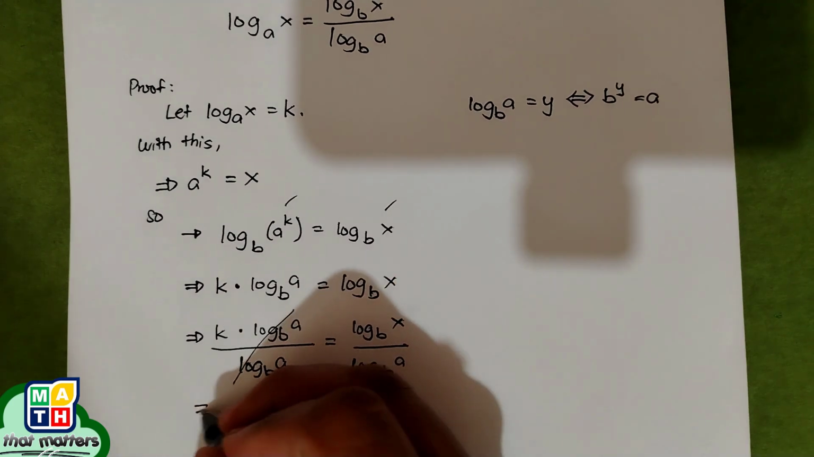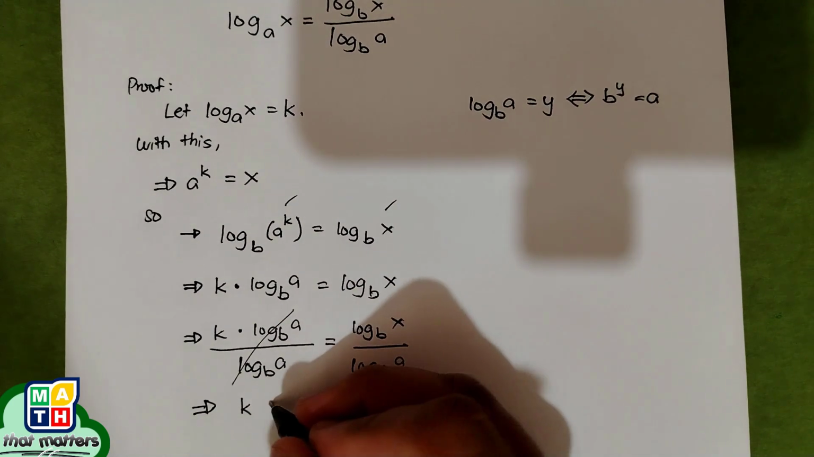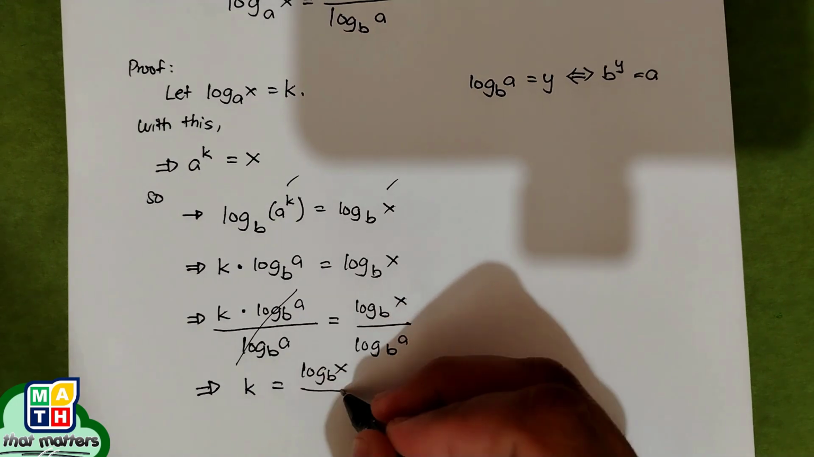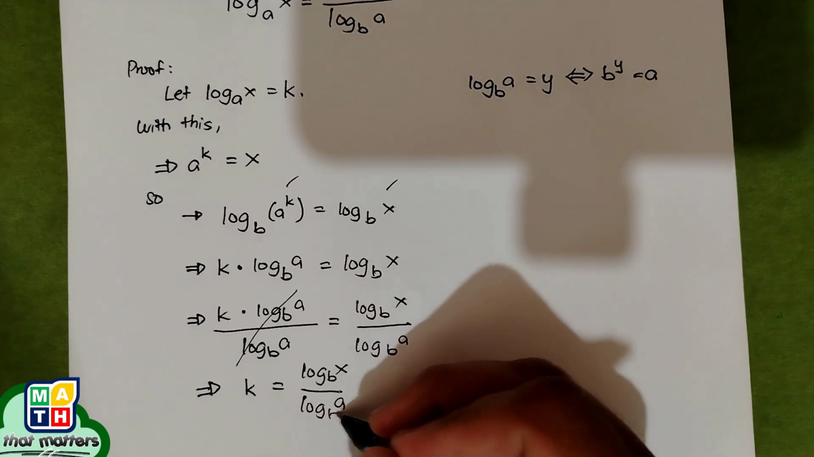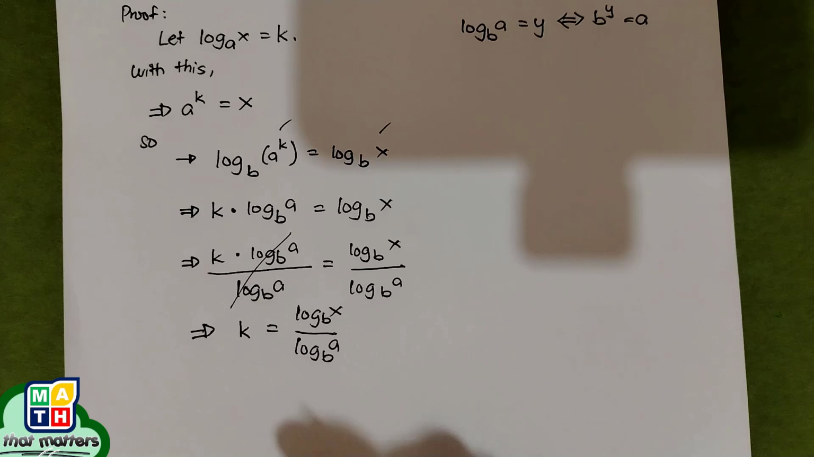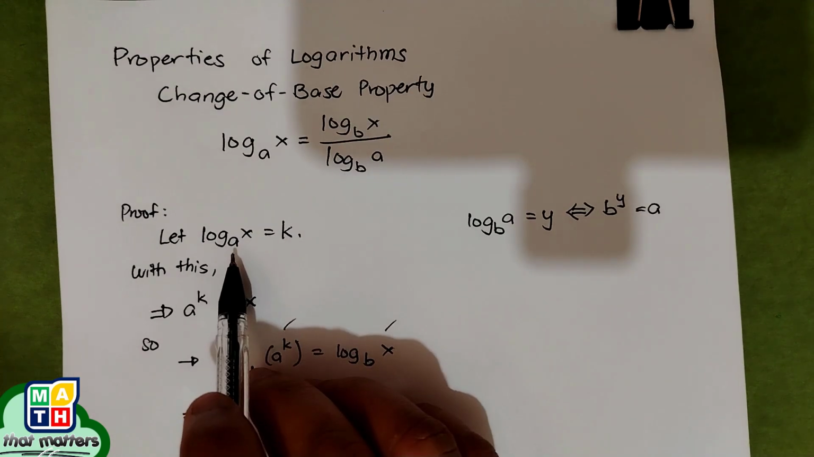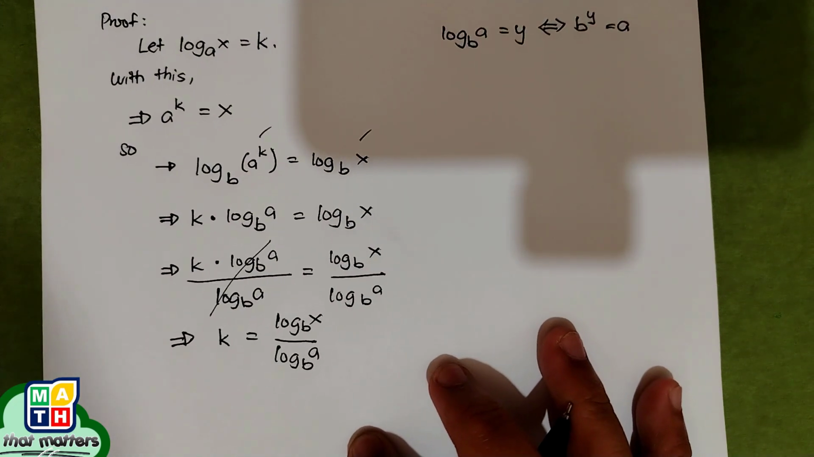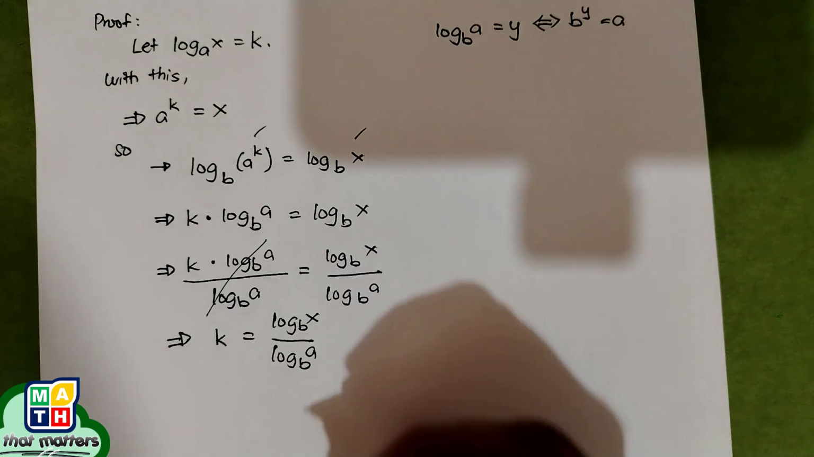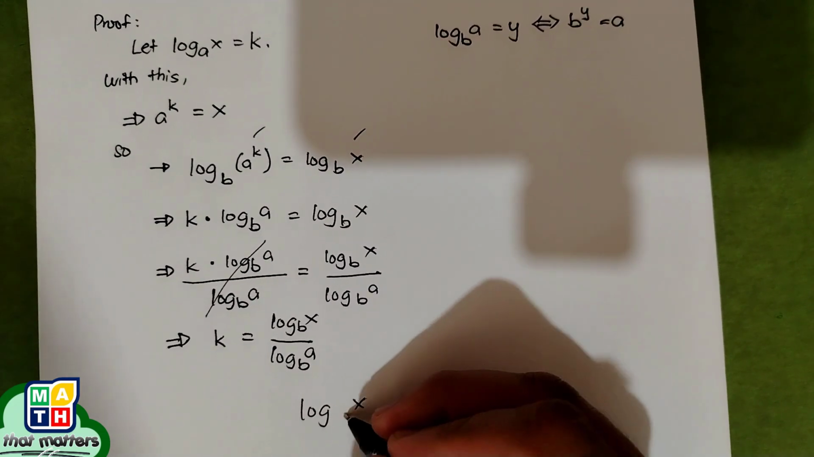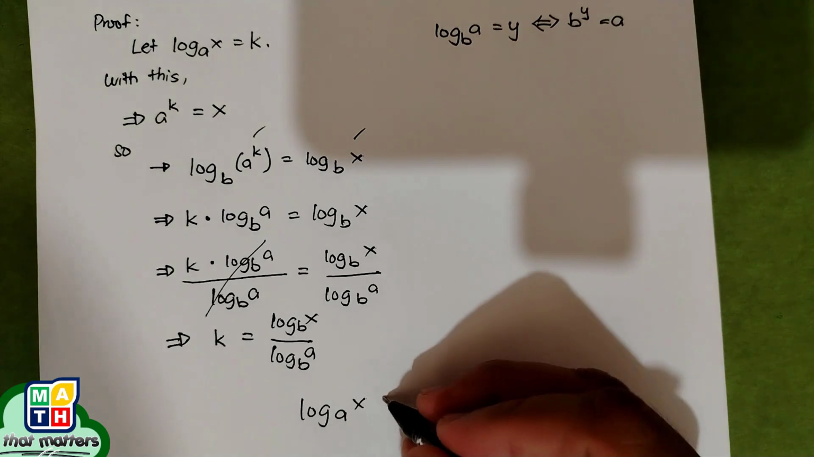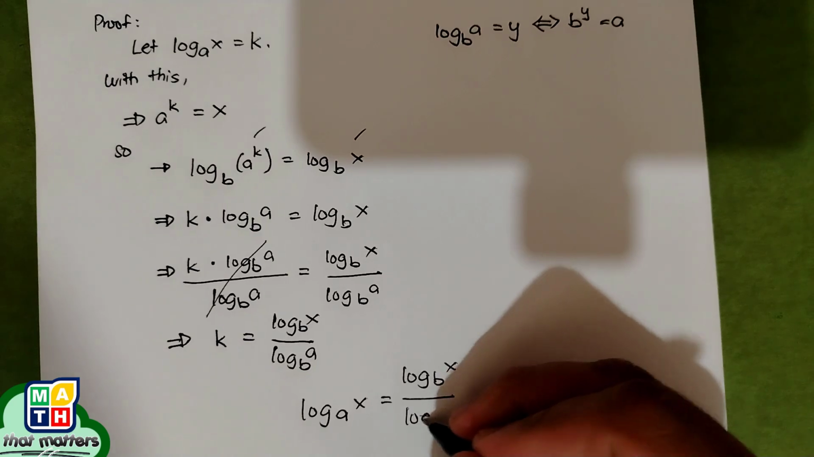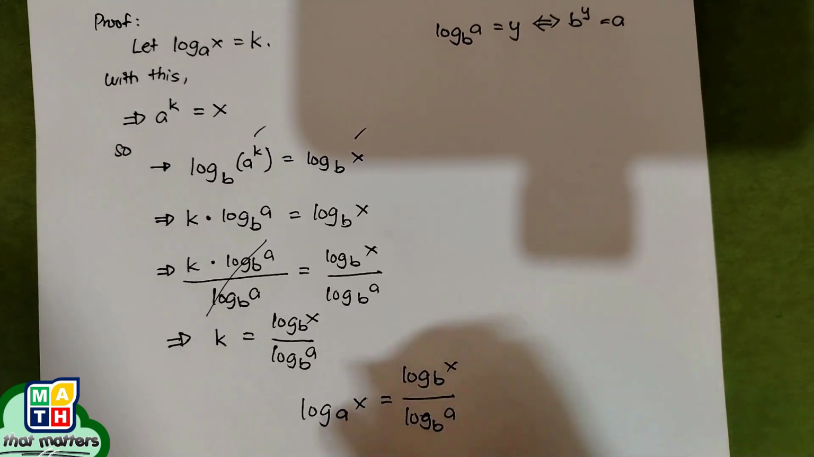So with this, we have an expression of k equal to this form: the logarithm of x to the base b over the logarithm of a to the base b. And what is k? As mentioned, k is the logarithm of x to the base a. So the logarithm of x to the base a, as our k, is equal to the quotient of the logarithm of x to the base b and the logarithm of a to the base b.